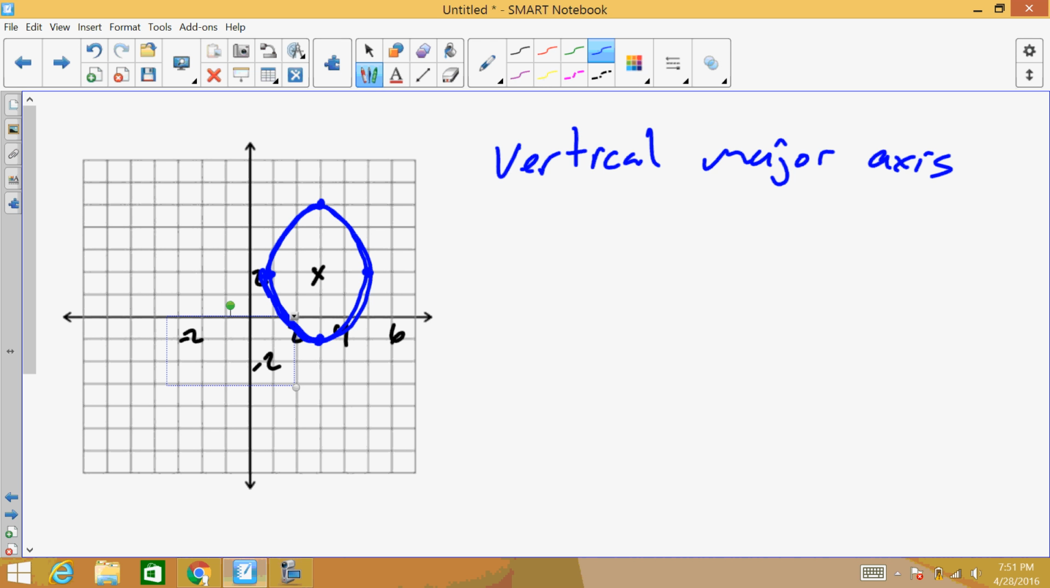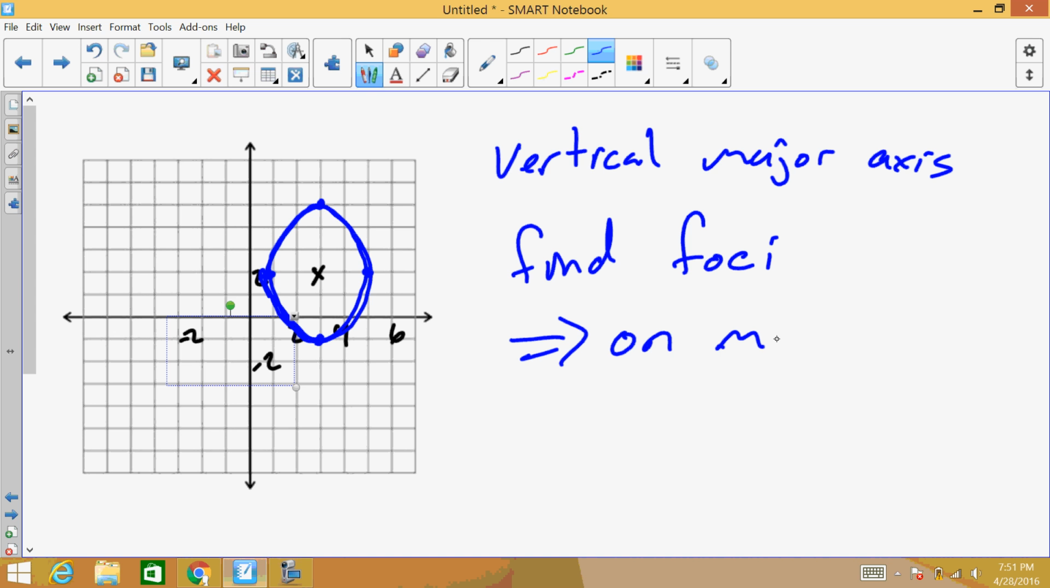Now, my last thing that I would need to do is find the foci. Well, we know that the foci have to be on the major axis. So that means they're going to be somewhere in here and somewhere in here.